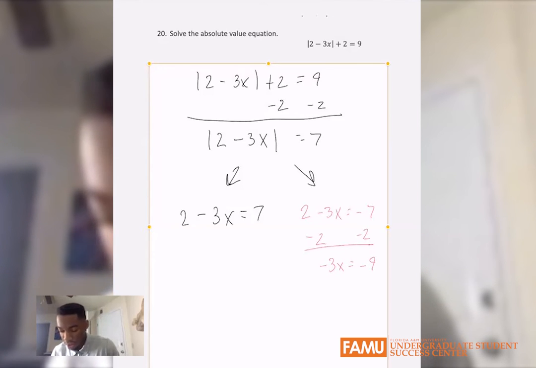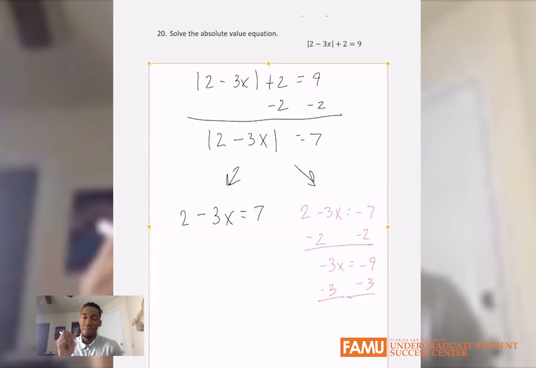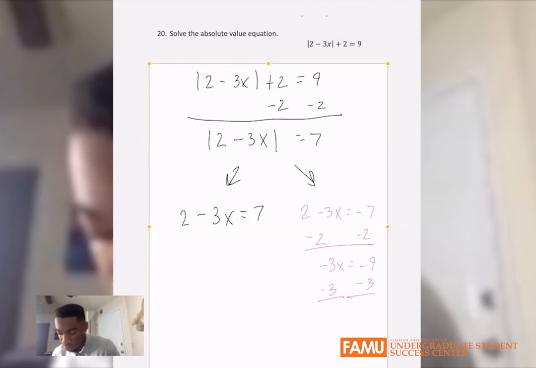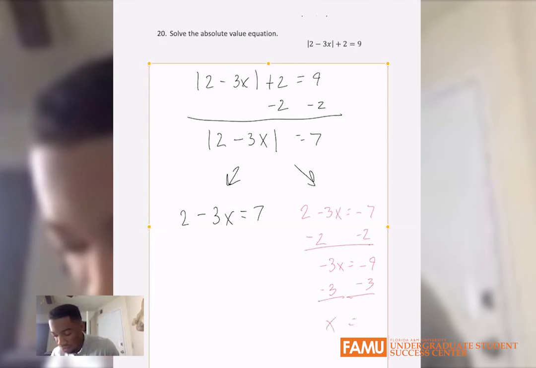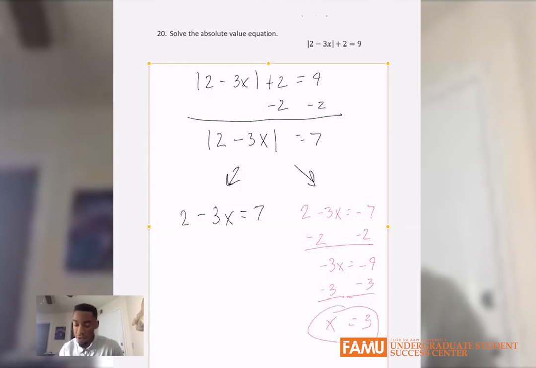And here we'll divide both sides by negative 3. Remember, when you divide a negative by a negative, you get a positive, just the same way as if you multiply a negative by a negative. So here, you have x is equal to positive 3. And that is one of our first answers. Now let's move on to the other side.